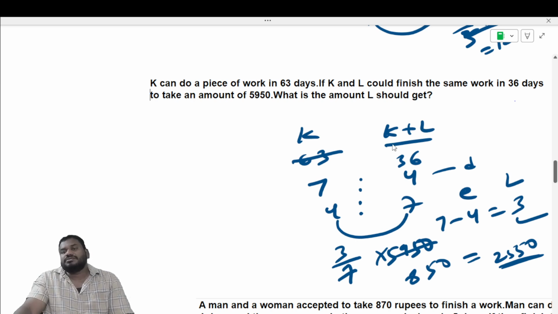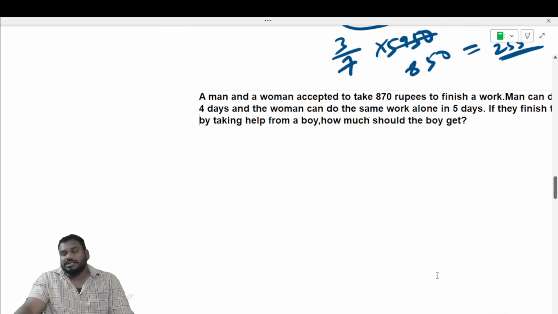Find out L value: subtract K from K plus L. First I have taken the days. Ratio is 7:4 and efficiency is 4:7. So 7 minus 4 is 3. 3 is the efficiency of L. For 7 parts of efficiency, the total amount taken is 5950. And for 3 parts of efficiency, how much would it be? So this is how we calculated this.